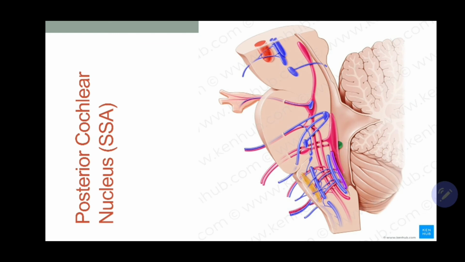Then in this diagram you are seeing the posterior cochlear nucleus. This lies posterior to the inferior cerebellar peduncle, and this also receives first order sensory neurons from the organ of Corti.